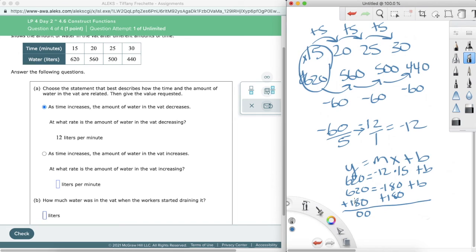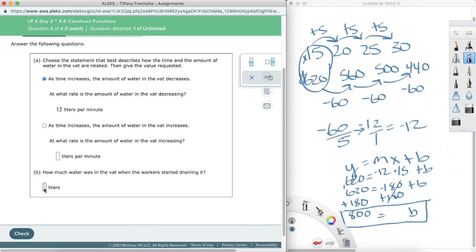Let's see, we have 6, 7, 8. So we have 800. These guys cancel out because we have a negative and positive. So B, which is our starting point, that's our y-intercept. When we have the y equals mx plus b, b is the y-intercept. So this is our starting point. This is how much water was in the vat when the worker started to drain it. 800. Check.